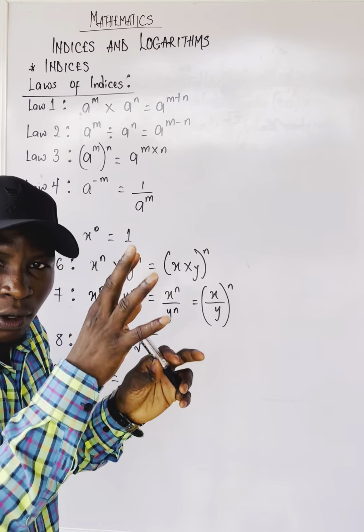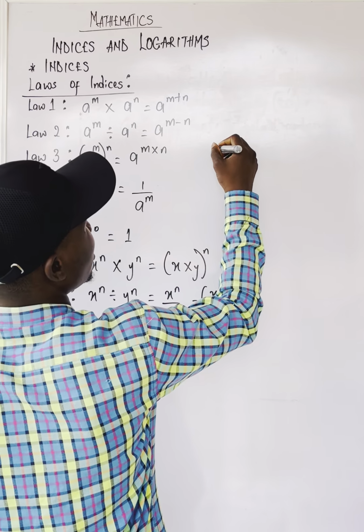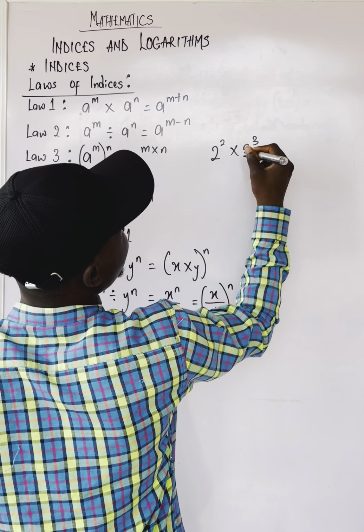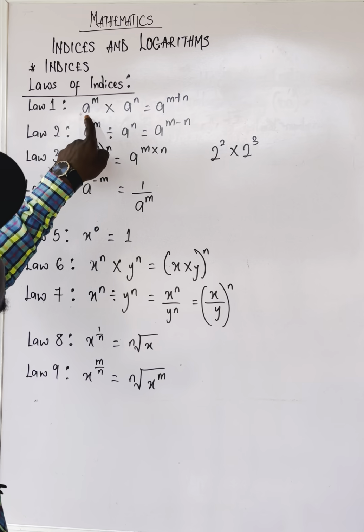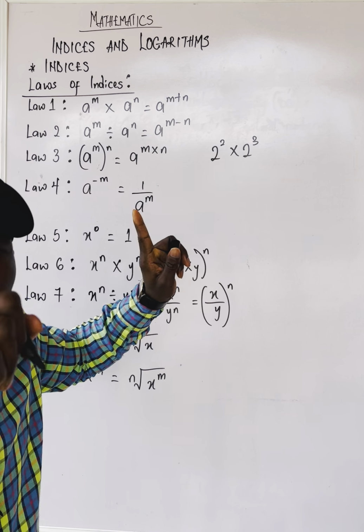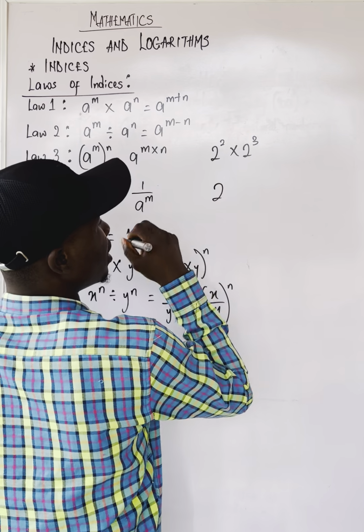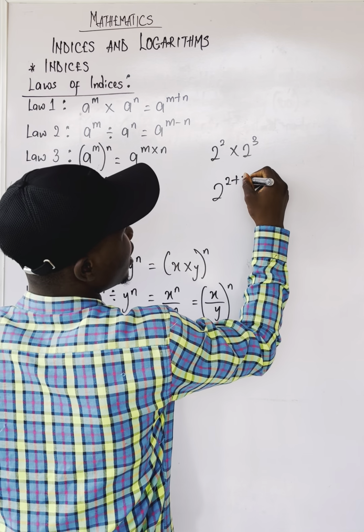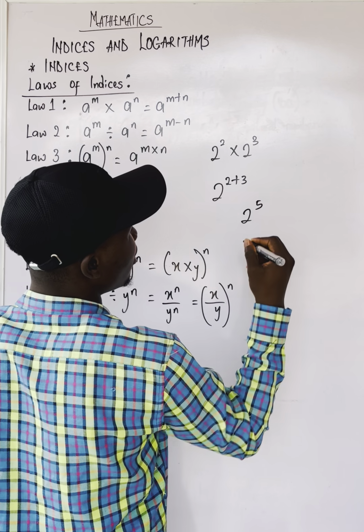Let me solve one small example. Let's say we have 2 raised to power 2 times 2 raised to power 3. Look at it, the base numbers are the same. When the base numbers are the same, you pick one base number, 2. When it's multiplication, you add their power. That will be 2 plus 3, so that will give us 2 raised to power 5.